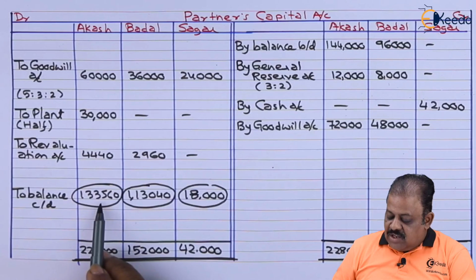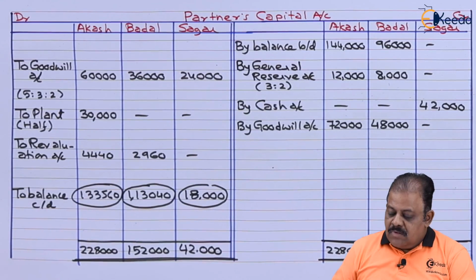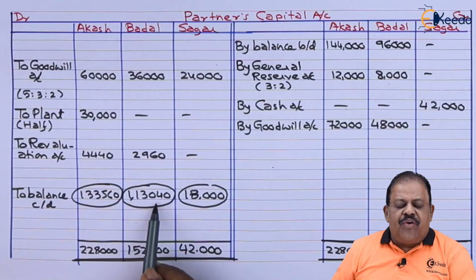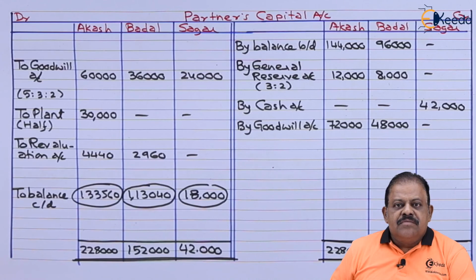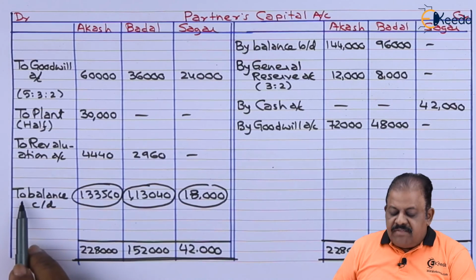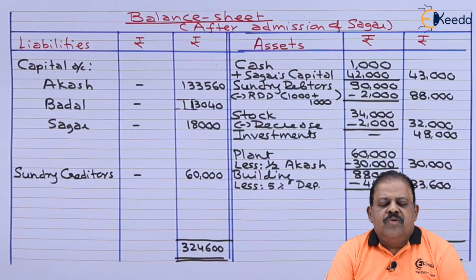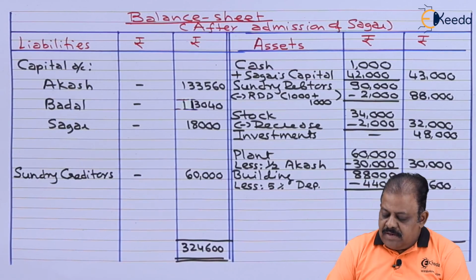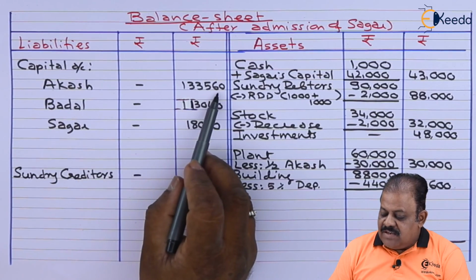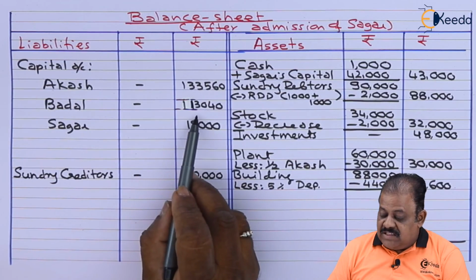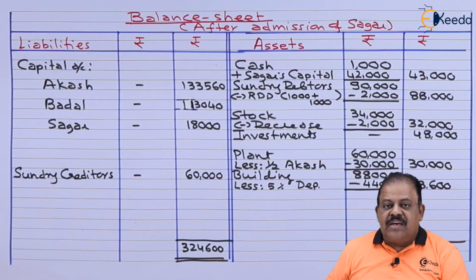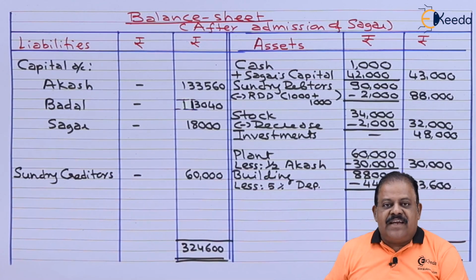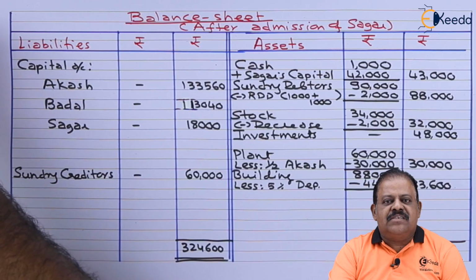Akash 1,33,560, Badal 1,13,040, Sagar 18,000. This will be transferred to the new balance sheet on the liability side. Here it will be recorded as balance carried down. We have closed the balance sheet. Capitals are transferred: Akash 1,33,560, Badal 1,13,040, Sagar 18,000. Asset side total is 3,24,600. Same is the total of liability side. That means our balance sheet is tallied.